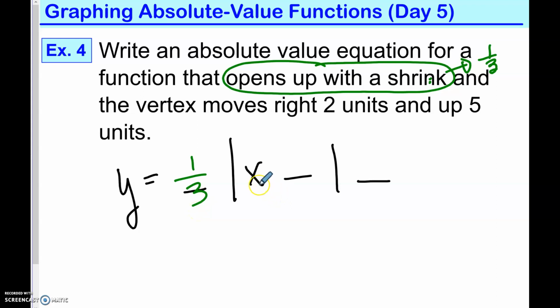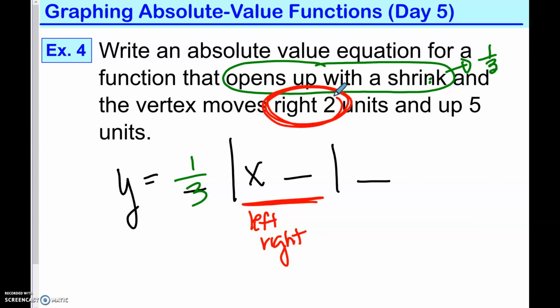All right, x-axis. X-axis goes this way, so I'm looking for left or right words. So those are my clue words. Moves right 2. So if it's going to go right 2, right makes me think positive. Remember, it's on the inside, it's the opposite. So I put in a negative 2. And then the last thing in here is that it's going to go up 5. And up 5 is going to be a plus 5 on the end.